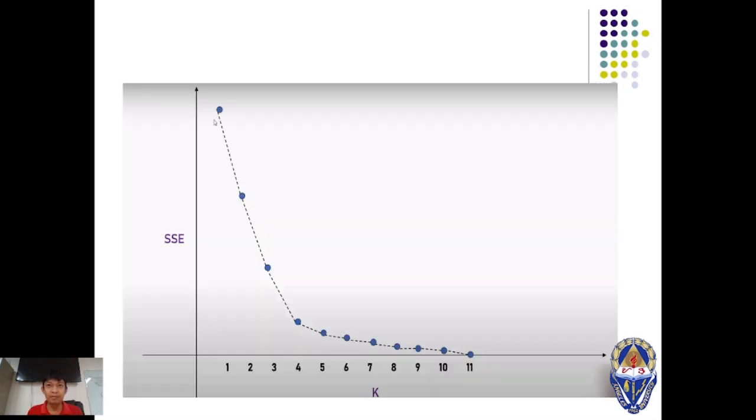Once you have those numbers, draw a plot like this. Here, I have k going from 1 to 11, and on the y-axis, the sum of squared errors. You realize that as you increase the number of clusters, the errors decrease. At some point, you can consider every data point as its own cluster, where the sum of squared error becomes almost zero. Let's assume only 11 data points, so at k equal to 11 the error becomes 0.